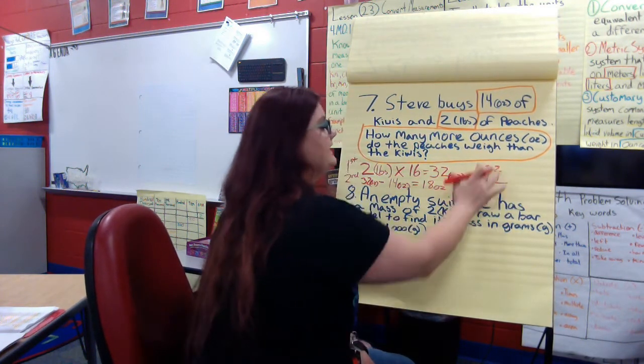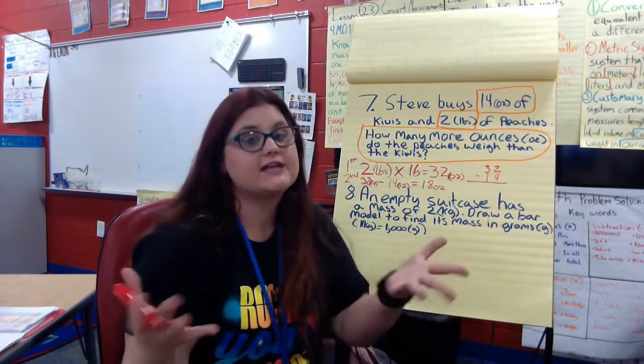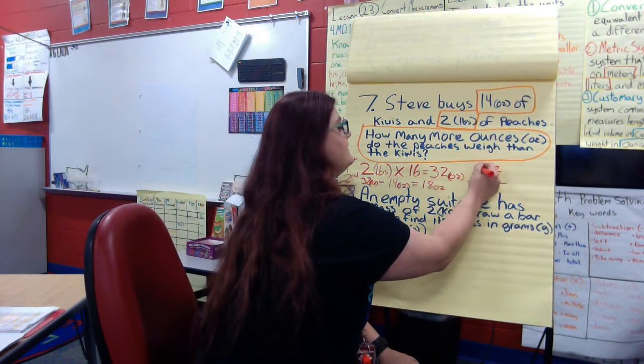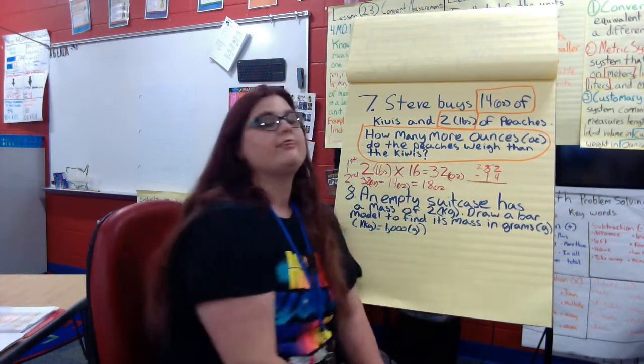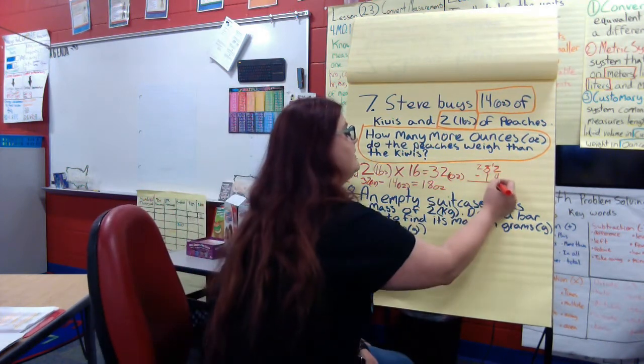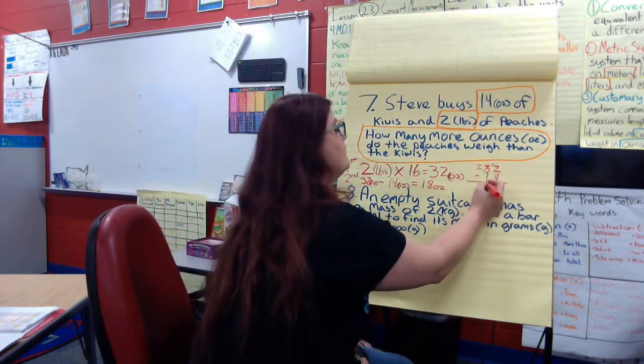32 minus 14. Remember, we can't take 2 from 4. If I had $2, I can't give you $4. So we're going to borrow. We're going to cross off that 3, make it a 2, and borrow that 10. Now we have 12 minus 4. 12 minus 4 is 8. 2 minus 1 is 1.